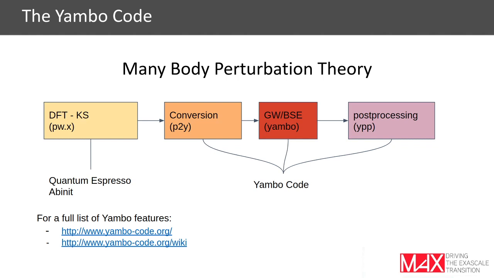A typical Yambo flow is the following. You start from a DFT result, computed for example with Quantum ESPRESSO or ABINIT, and then you have to use the P2Y executable to convert these results into a Yambo readable format, and then you are ready to run the GW or Bethe-Salpeter calculation with the Yambo executable. Then you can do a final post-processing with the YPP executable.